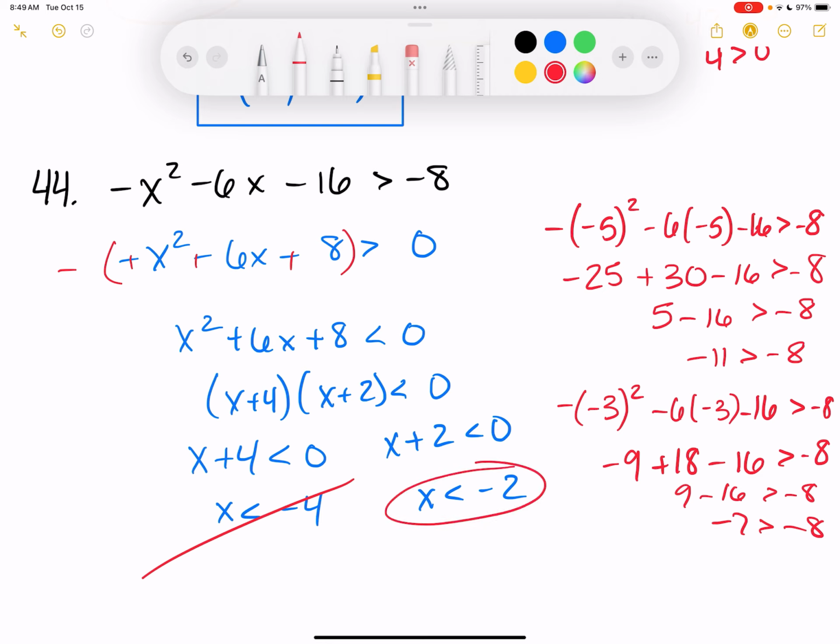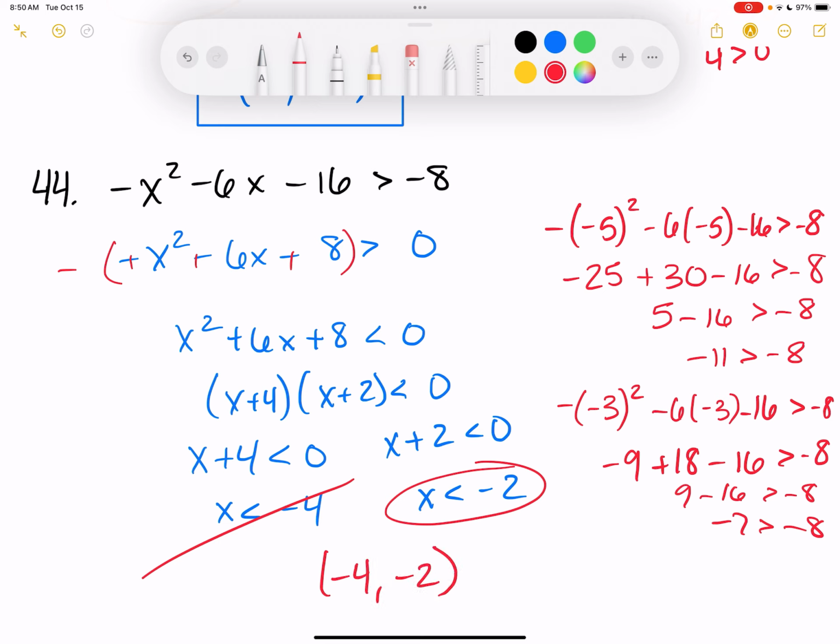Interval notation, what would my answer be? Parenthesis negative infinity, negative 2 bracket. So I said that anything less than negative 4 didn't actually work, right? This one's a little bit of a trick question. So what does that mean that my value has to be between? Negative 4 and negative 2. Yep, and it's going to be open on both ends.